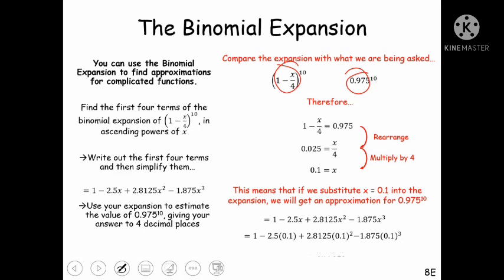So substitute in, and I get 0.77625. If you did do that on your calculator, you get 0.776329. To 4 d.p. it is precisely 0.7763. Okay.